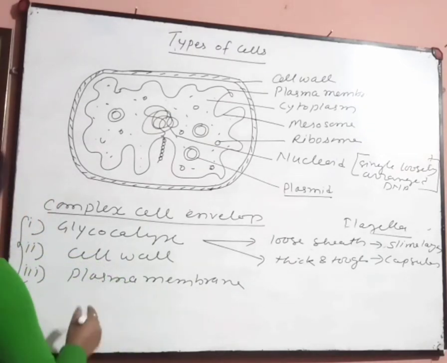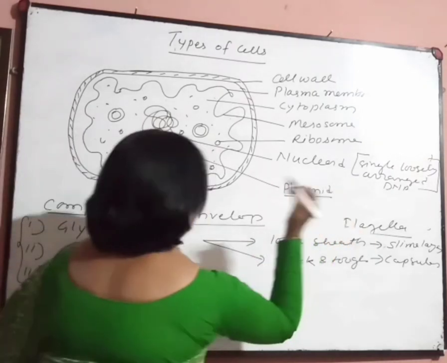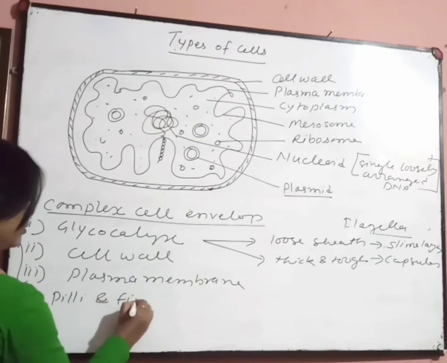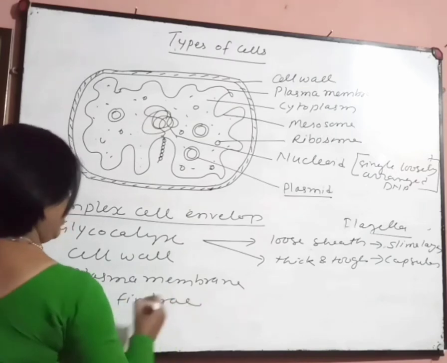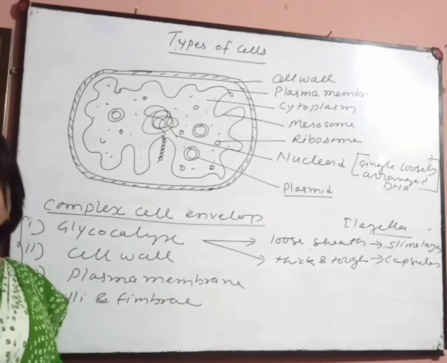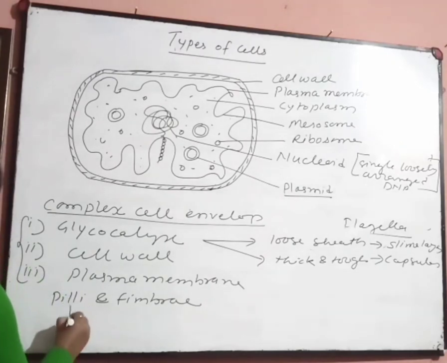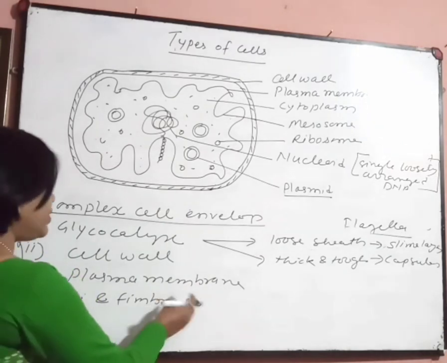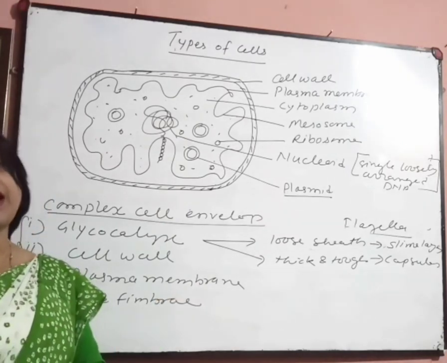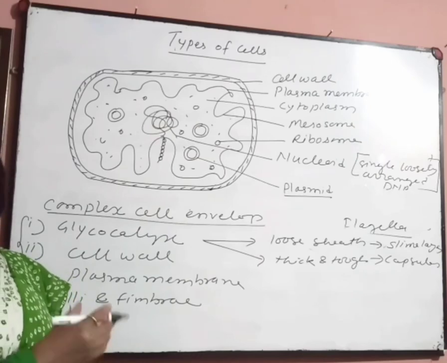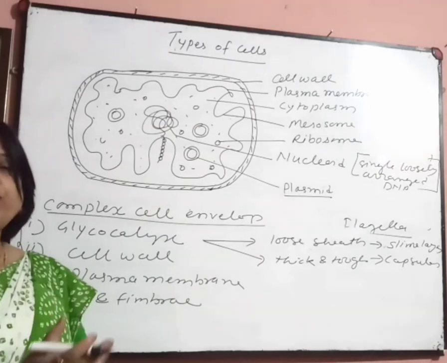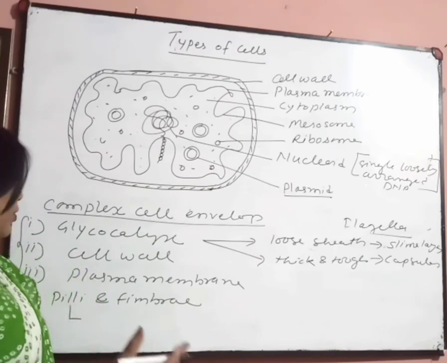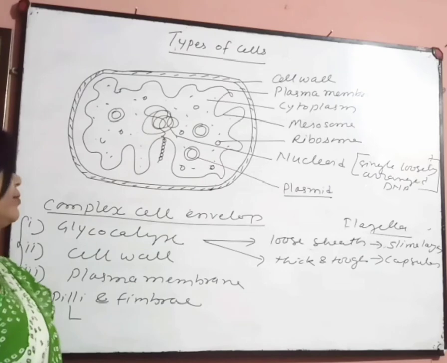In some bacteria, besides the flagella, pili and fimbriae are also present. Pili are tube-like structures and fimbriae are hair or bristle-like structures and help in attachment with other bacteria or with the substratum, etc.